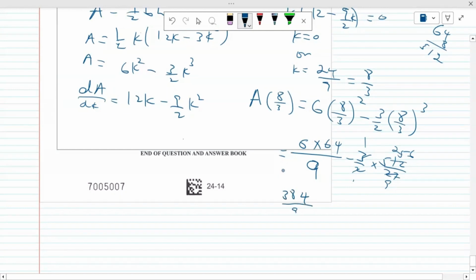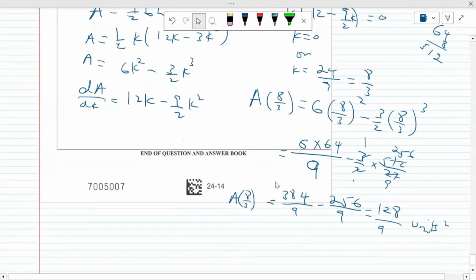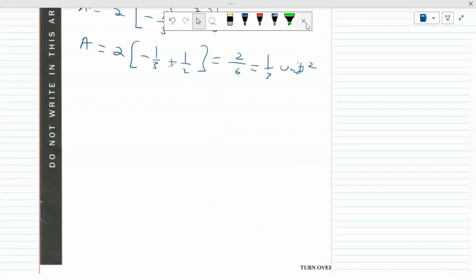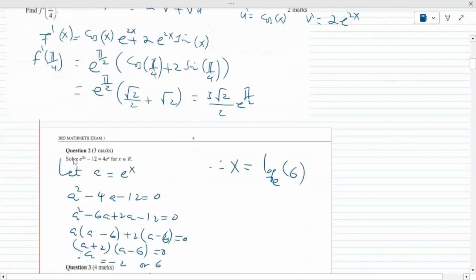So that gives me 384 over 9 minus 256 over 9. So I want to get the area. So what do I get? That's going to be 128 over 9 units squared. So therefore, the maximum possible area is 128 over 9. And that is the end of paper 1. All right, in our next lesson we look at paper 2. Until then, take care. All right, bye.